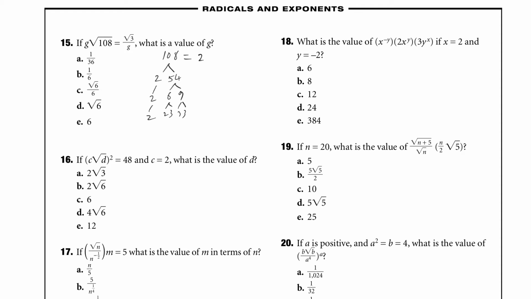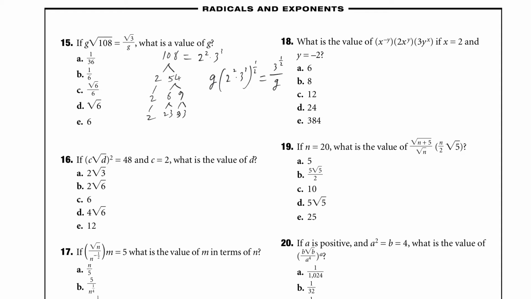How many 2's are there? 2. The 2 squared times 3. 1, 2, 3. That's supposed to be a 3. 1, 2, 3. So 3 cubed. So let me rewrite this expression. g times 2 to the power of 2 times 3 to the power of 3, all to the power of square root, so 1/2, is equal to 3 to the power of 1/2 over g, right?